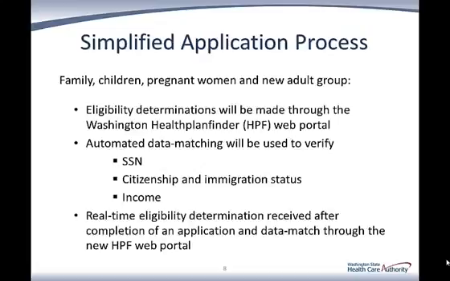Real-time eligibility determinations will be received after completion of an application and data matching through the new Washington Health Plan Finder web portal. As we previously discussed, renewals for family, pregnant women, children, and the new adult group will be completed in the Washington Health Plan Finder.